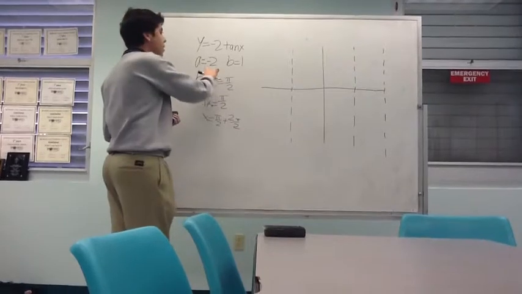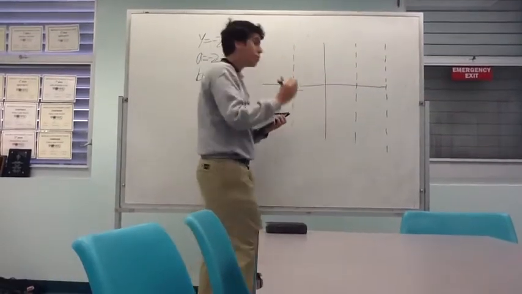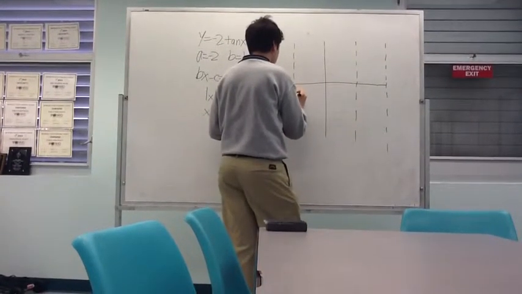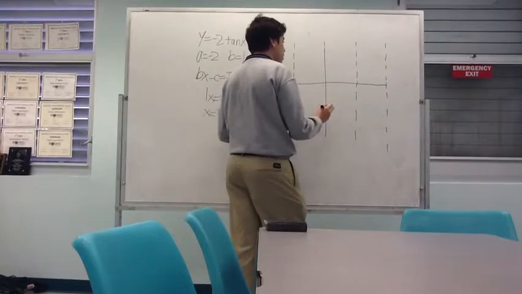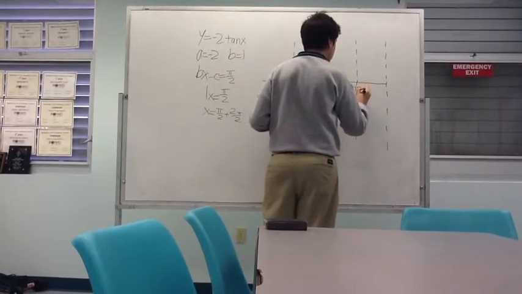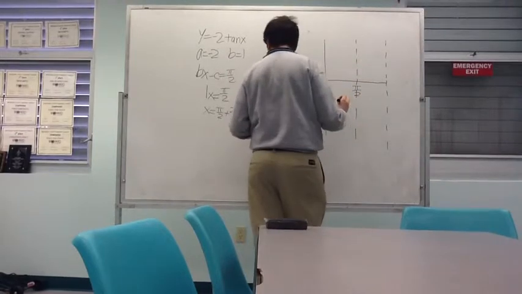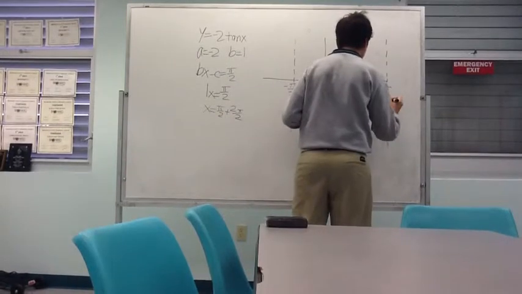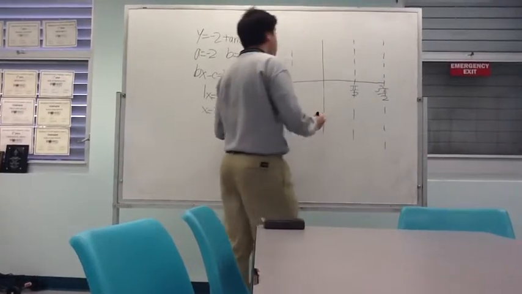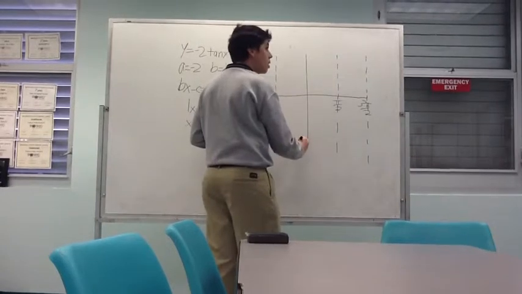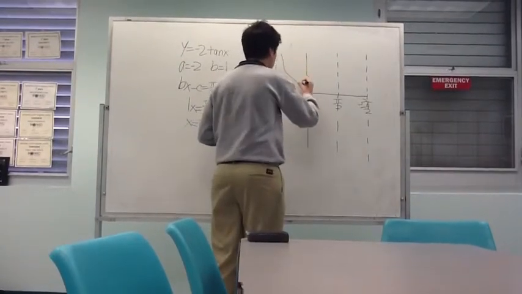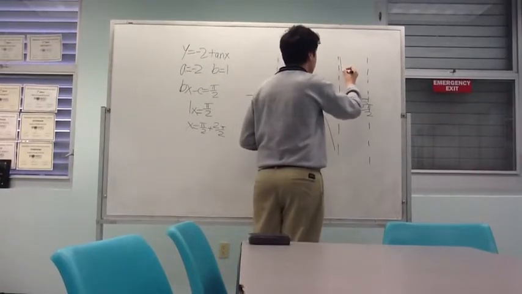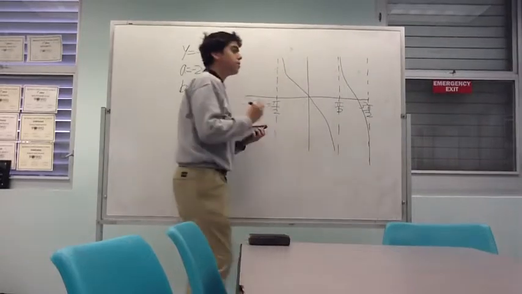Now, because there's a negative here, the graph is a reflection of the original. We have the first point here, negative pi over 2. The second asymptote is pi over 2. And the third is 3 pi over 2. A normal graph would go one way, and the reflection moves like so. And over here we have the second asymptote coming in like so.